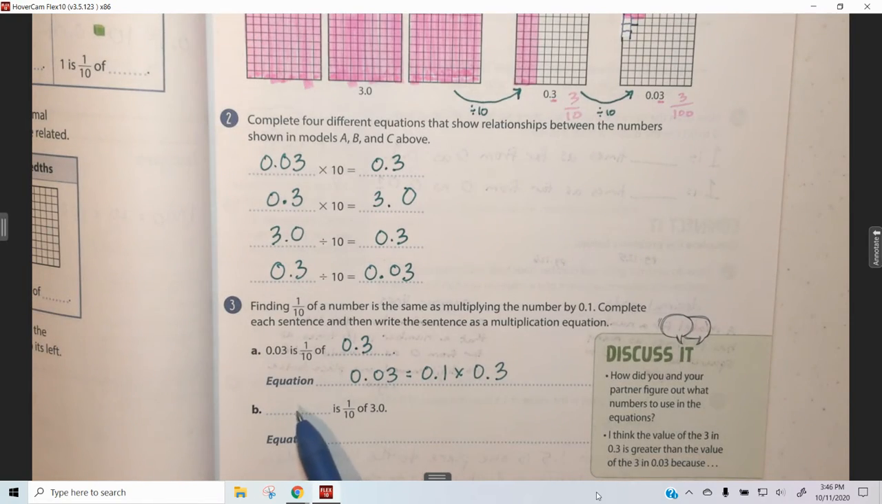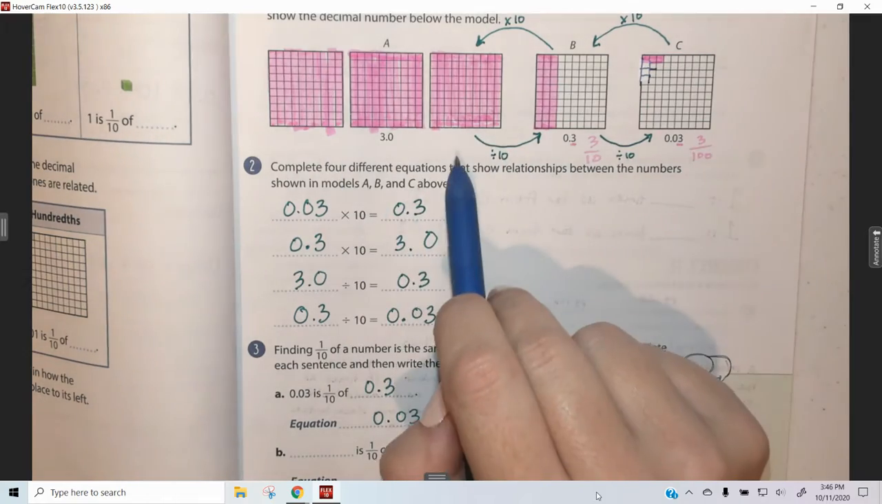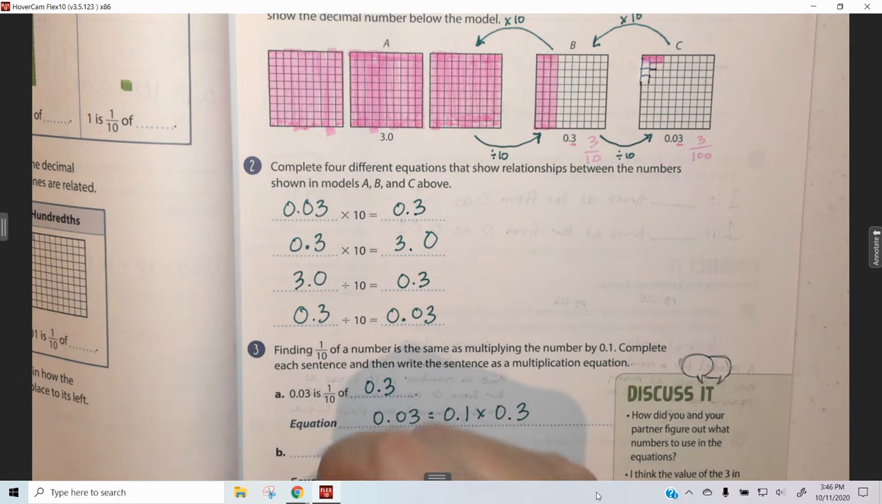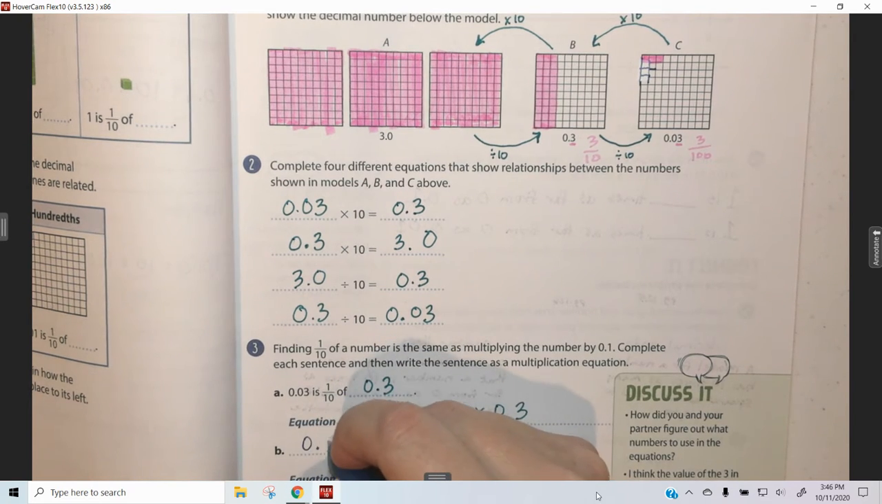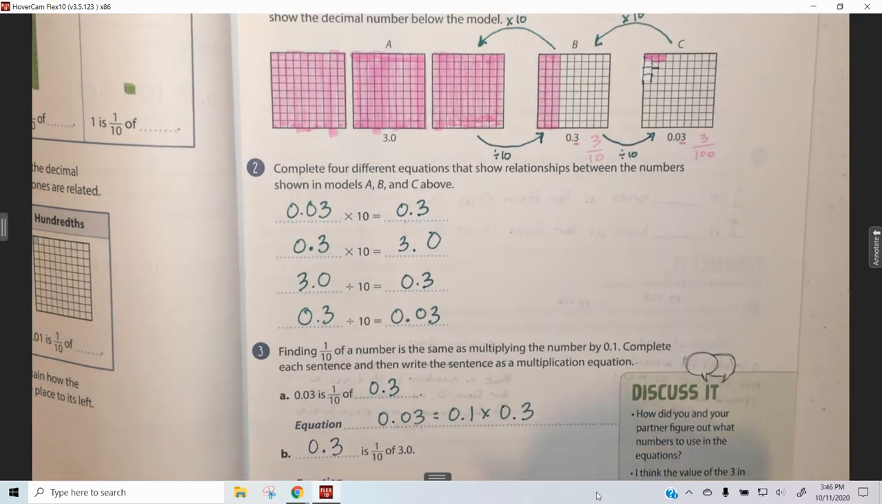Now let's go to part B. Blank is 1/10 of 3. So if we took 3 and broke it into 10 parts, what would it be? It would be 3/10. Let me show you.